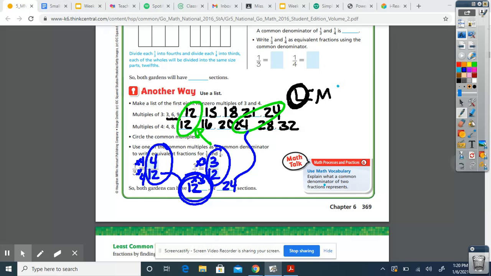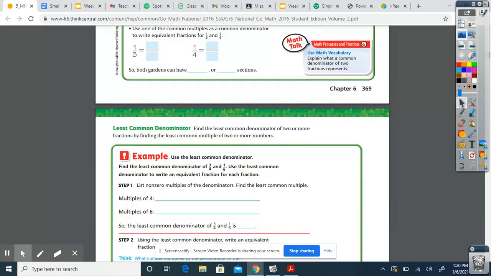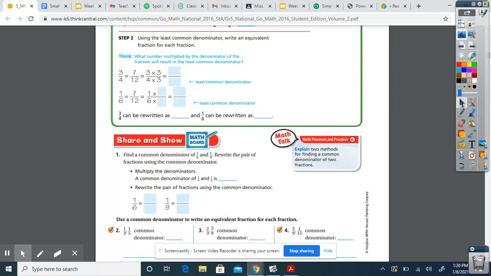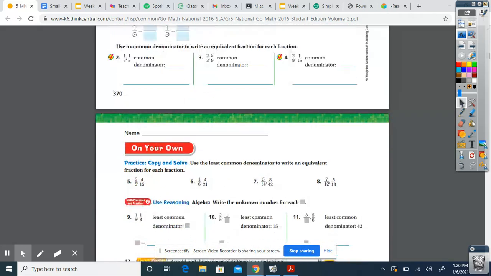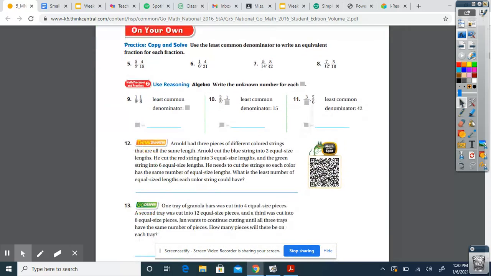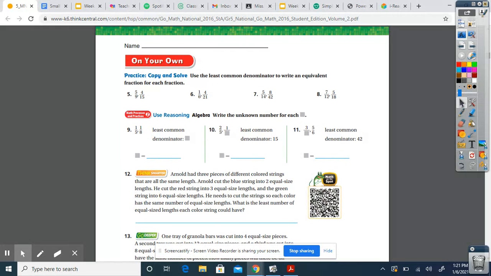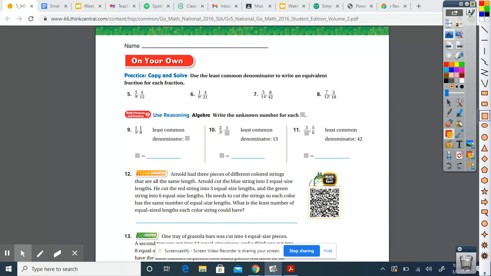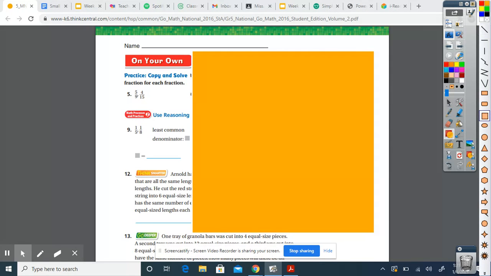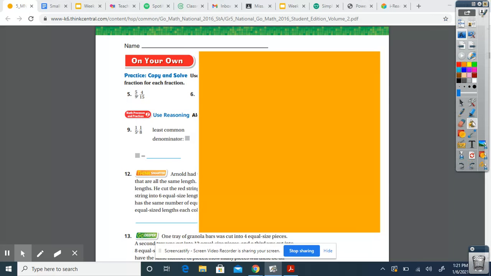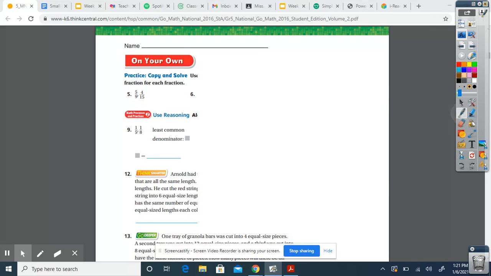All right, let's go ahead and scroll down. All right, so let's look on page 371 together. So we are going to find the least common denominator, or LCM, least common multiple, to make our fractions' denominators the same. So for number 5, I'm going to add this handy dandy shape here just so I have more room to write.